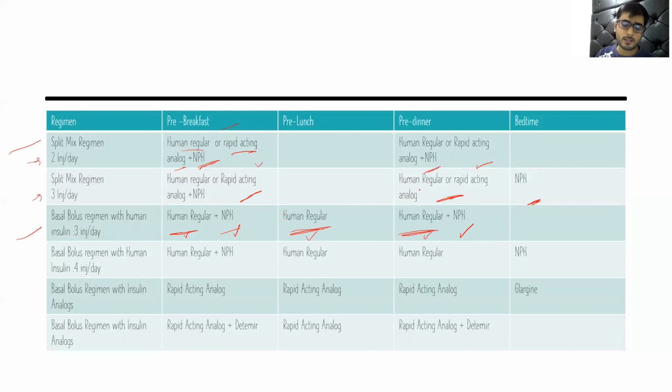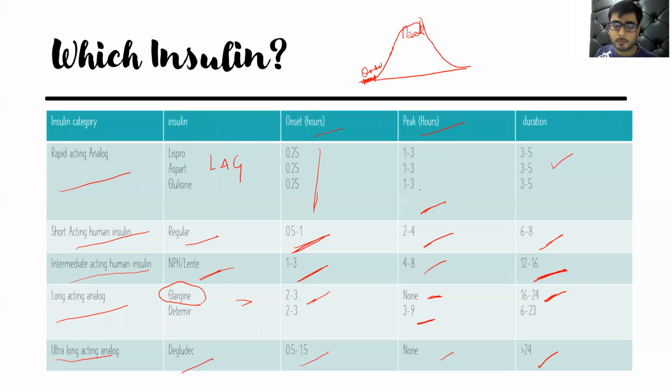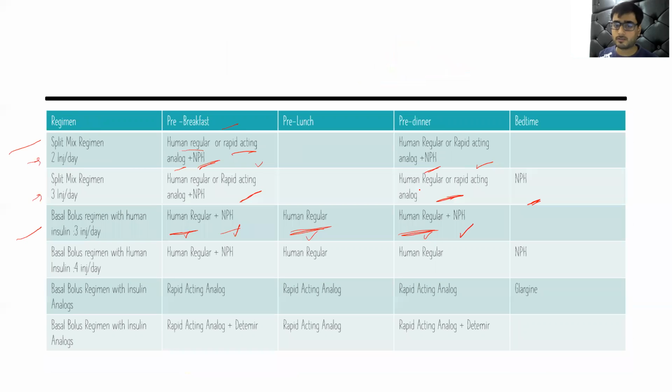If we see this table, NPH is acting for how much duration? It is acting for 12 to 16 hours. Suppose it acts for 12 hours. This NPH given in the morning will be taking care of the blood sugar levels from morning to dinner, and this pre-dinner dose of NPH will take care of blood sugar levels from pre-dinner to breakfast.